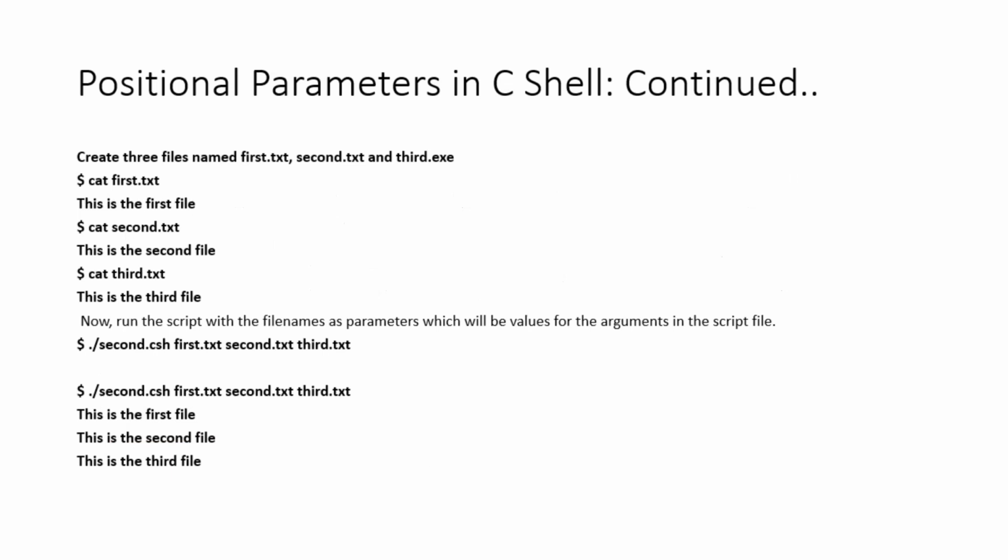We continue with positional parameters in the C shell. So we create the 3 files, first.txt, second.txt and third.txt, and use the script to display the content of the 3 files. Thank you, and let us go over to the demo.